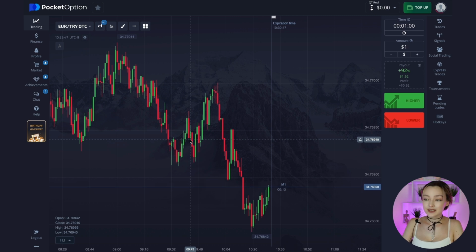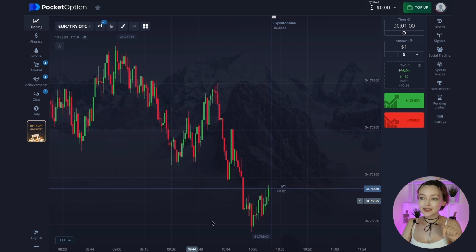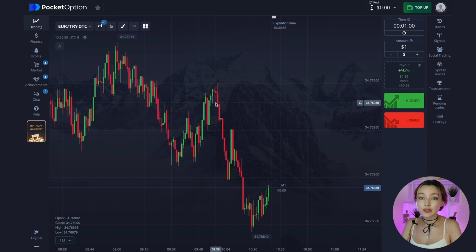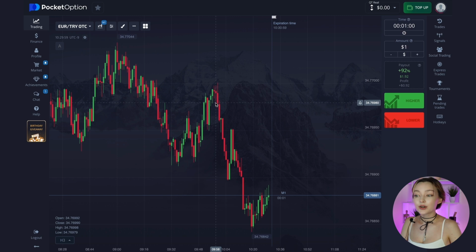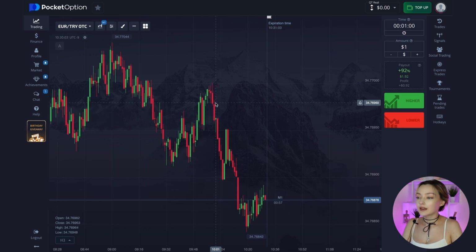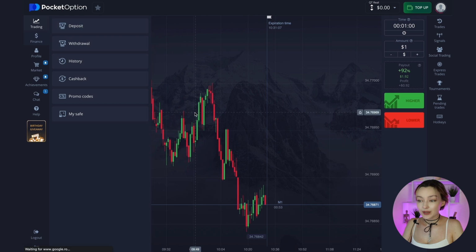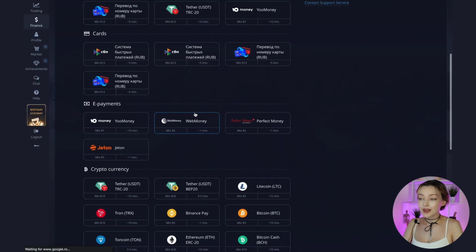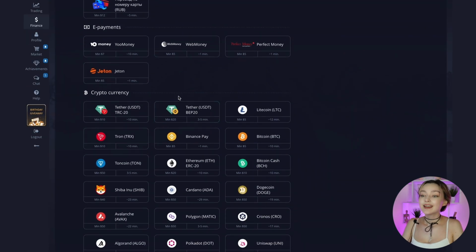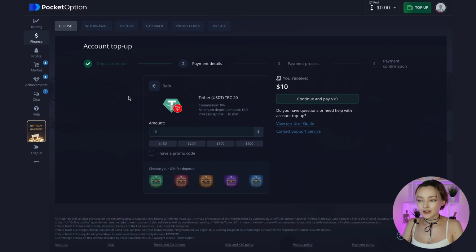So first of all, we're going to need this trading platform. Follow the link in the description and sign up for a free account, or log in if you already have one, and make a $100 deposit. Now, this is our initial deposit. We go to the finance section, click the deposit button, and choose any payment method that is convenient for us. Cryptocurrency, for instance. We choose the $100 sum.